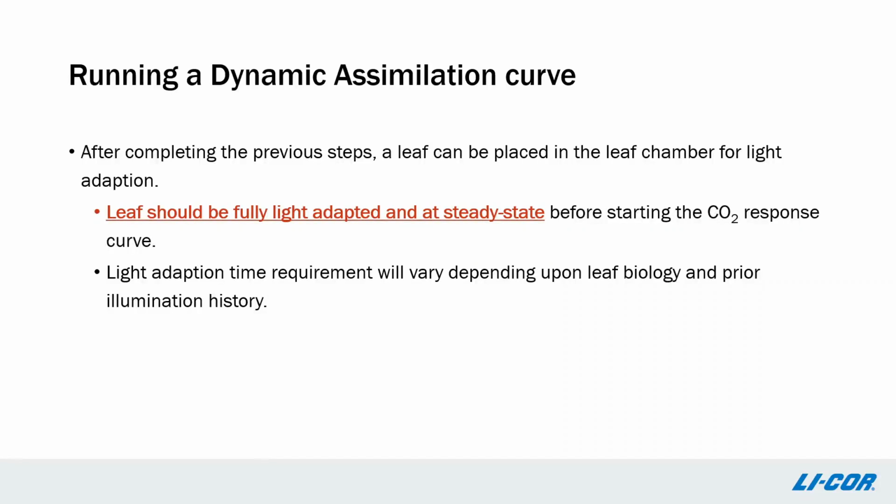The time it takes a leaf to light adapt can be variable. The main factors determining the time needed for light adaptation are the prior light environment the leaf was experiencing and leaf biology. In a field setting, choosing leaves that were well lit by the sun prior to placing the leaf in the chamber will minimize the light adaptation time needed.